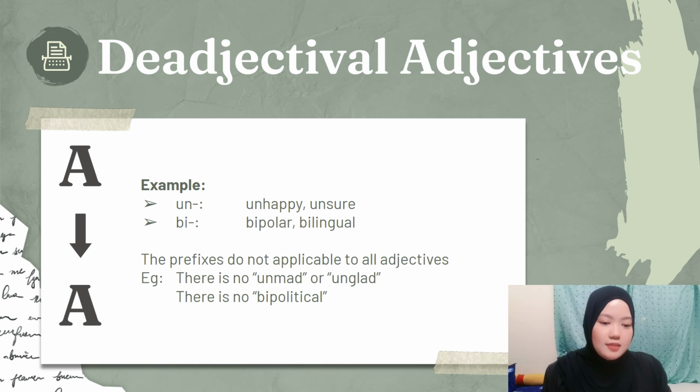And then the last component, the adjectival adjective, which is from adjective to adjective. We have the prefix un: happy, unhappy; sure, unsure; certain, uncertain. And we also have the prefix bi: bipolar, bilingual, bidialectal, bicultural. But the prefixes are not applicable to all adjectives. For example, there are no such words as unmad or unglad or bipolitical. So it is only applicable to specific words.